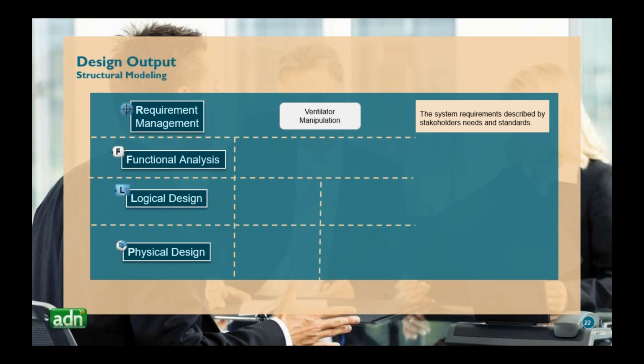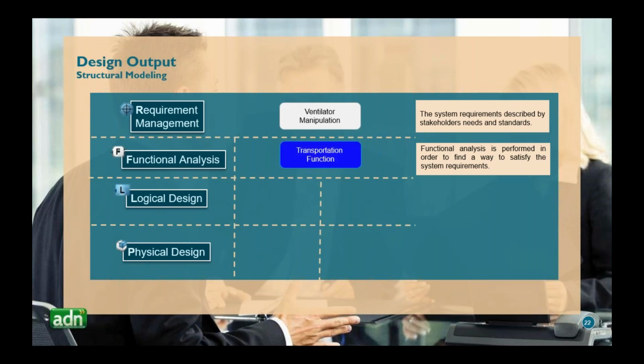And once we start with a requirement, we can provide a functional analysis. So the functional analysis is used in a way to find how to satisfy system requirements. So we found out that the transportation function, it's how we name it, can satisfy this requirement. So it's a function that provides service to the users.